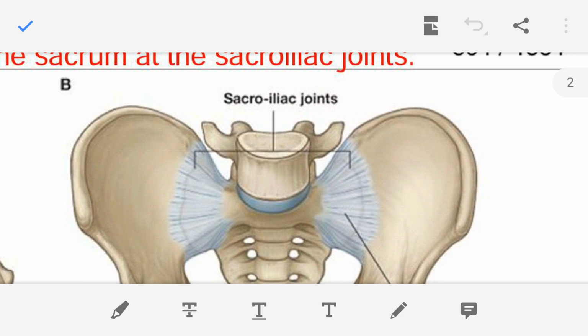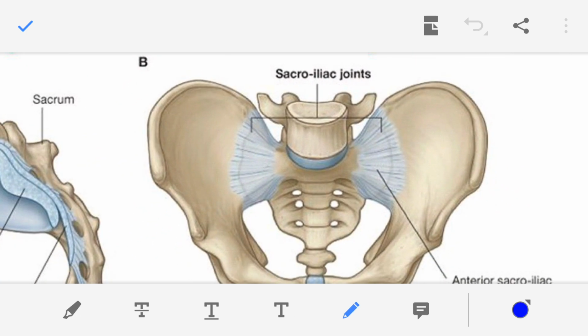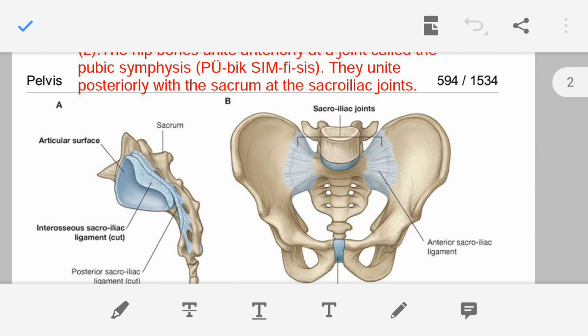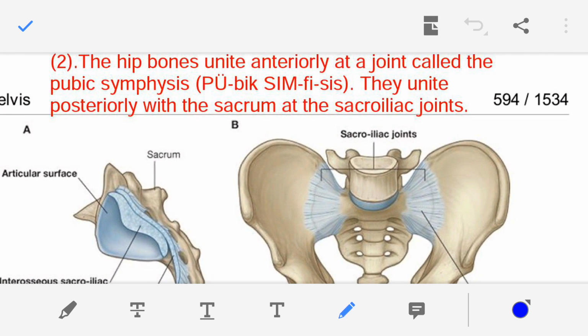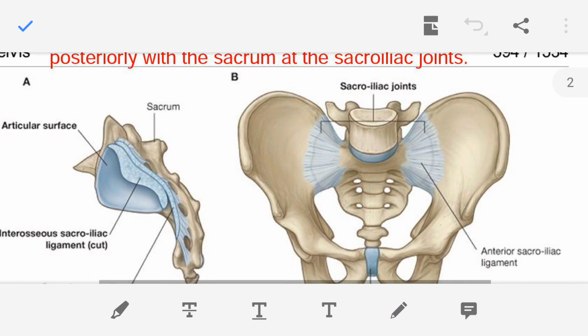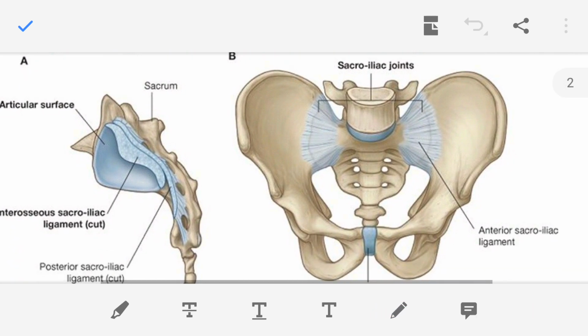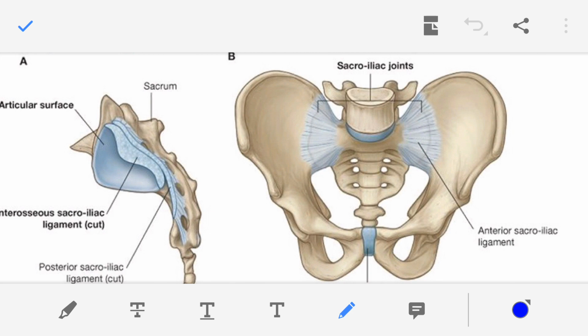So the sacroiliac joint is the joint between the sacrum and the two hip bones. And this joint is present posteriorly, on the back side of the pelvis girdle. So even though it is present on the back side, why are we seeing this from the anterior side?